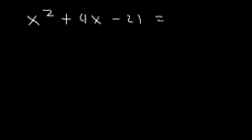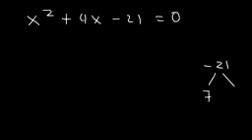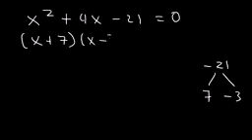Now let's say if we have a quadratic equation. X squared plus 4x minus 21. Let's say it's equal to 0. Solve this equation by factoring. So two numbers that multiply to negative 21 are 7 and negative 3. And these two, they add up to 4. So it's going to be x plus 7 times x minus 3.